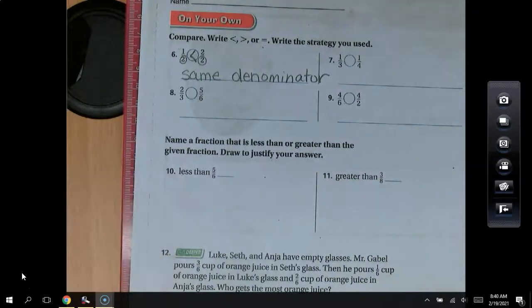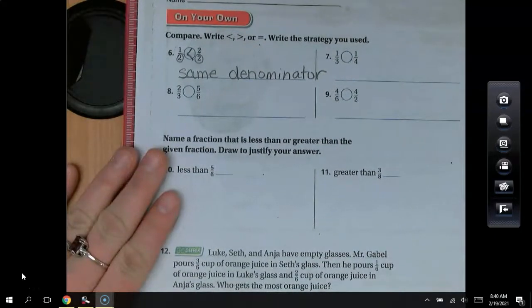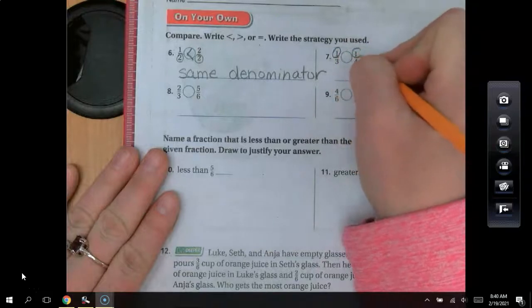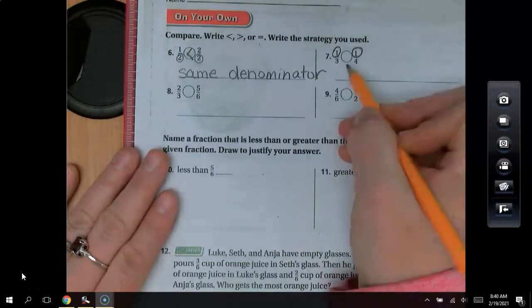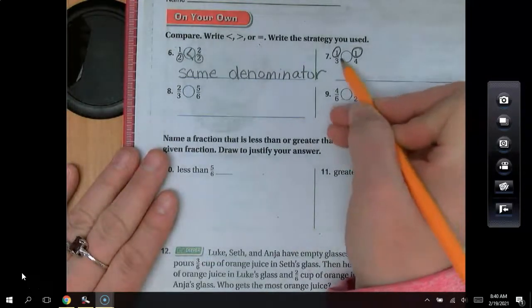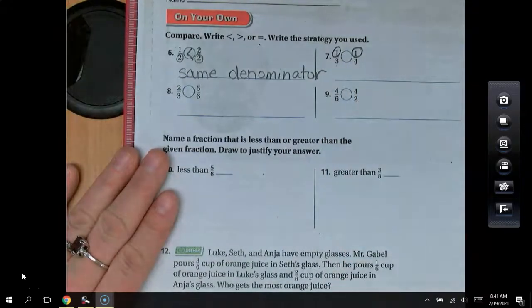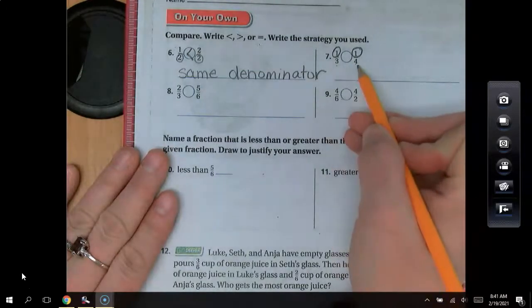Boys and girls, I ask myself this question every time I come to comparing fractions. I say, do I notice anything about these two fractions? Do I see anything that's the same? Yeah, I see that my numerators, my numbers on top, are the same. So if my numbers on top are the same, I have to ask myself, would I get a bigger piece of pizza by sharing with 3 people or 4 people?